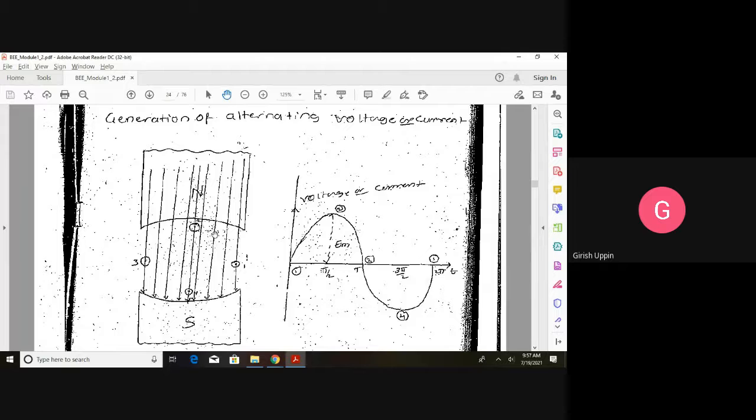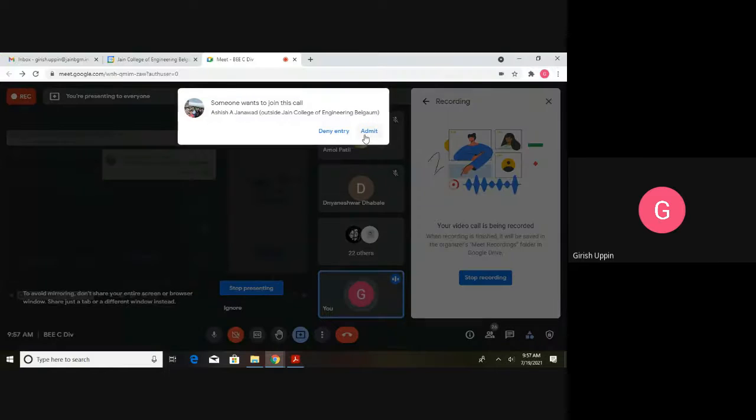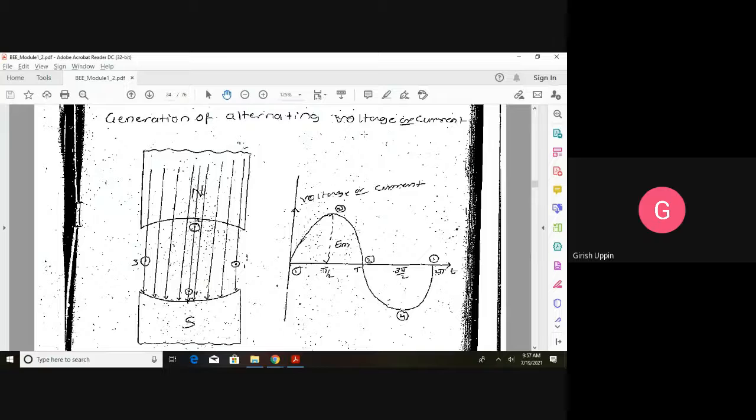So if we take somewhere here, if the conductor is somewhere here, what would be the flux cut by that? It is proportional to sine theta. So what would be the EMF generated at that particular point? If the angle is theta, then E is equal to Em sine theta. So that would be the EMF generated at this particular position. So this is how we generate an alternating voltage.